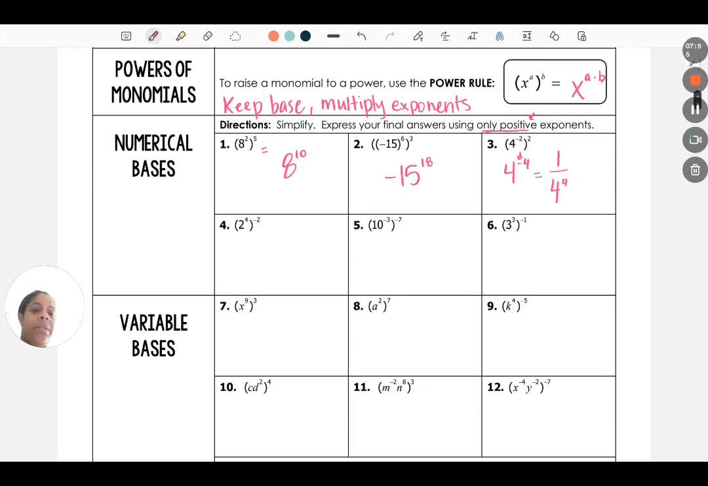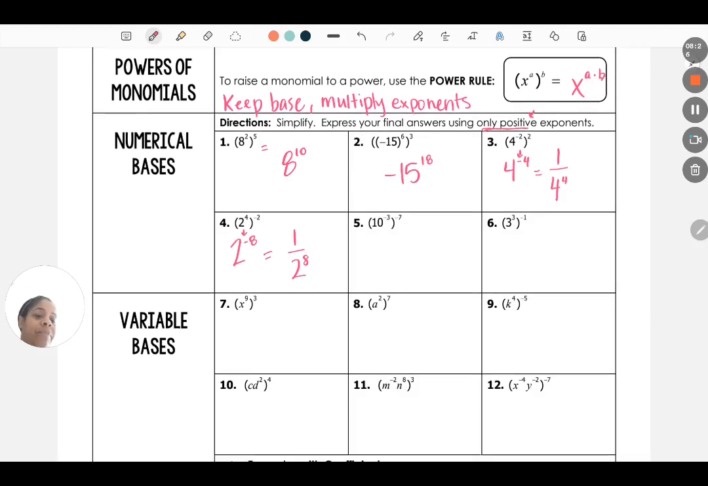All right, next one we have 2 to the power of 4, and then that's raised to the power of negative 2. So 2 is going to stay the same, my base 2. And then 4 times negative 2 is negative 8. And then we're going to invert that because there's a negative right there. And that's going to become 1 over 2 to the 8th power.